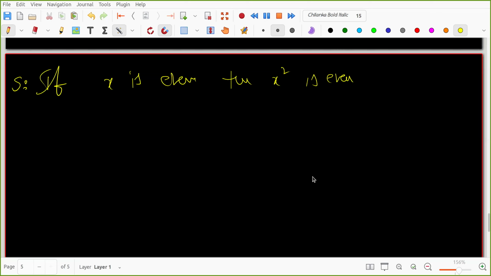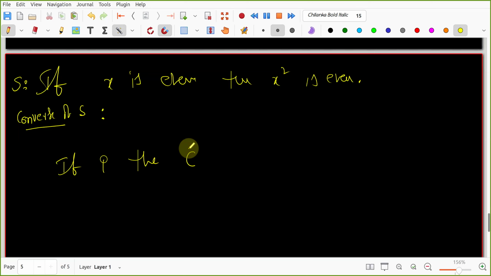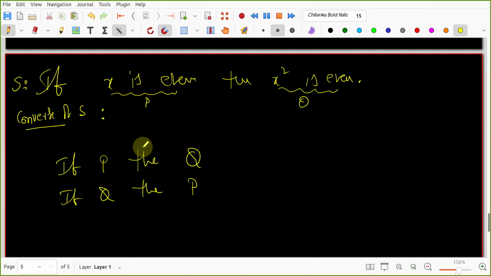So I'll tell you: if P then Q, right? This is my original statement, where P is x is even and Q is x square is even. The converse is if Q then P. Tell me, if P then Q, what is the converse? If Q then P, it is given. Now tell me in terms of the sentences. Sir, I could not understand. Not understood, okay. Discuss with your friends. By the end of the class, I will ask you again. Okay, so I will not leave.